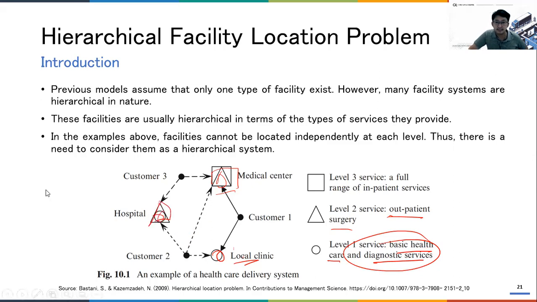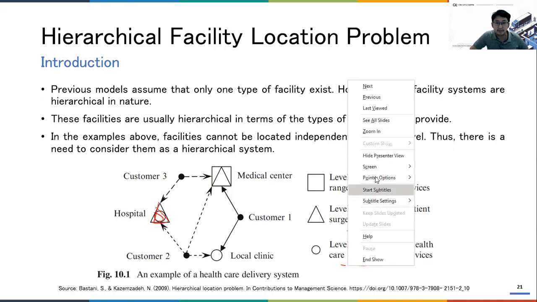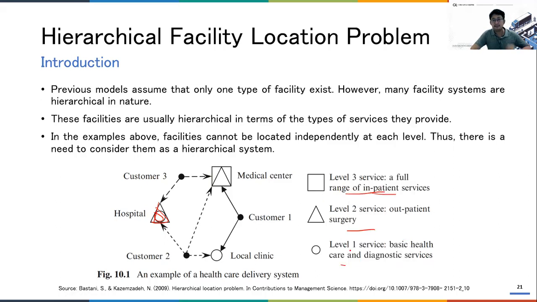Or like this, the second level can only provide outpatient service, but the larger one, like the hospital, can actually provide all of this. It's a full range of patient service. They can provide this one, they can provide this one. Okay, those are 6 examples of hierarchical facility location.